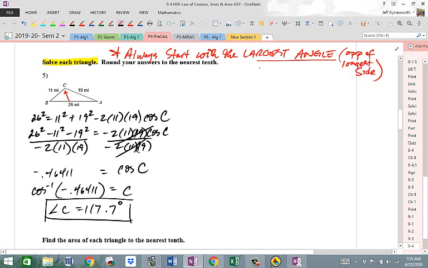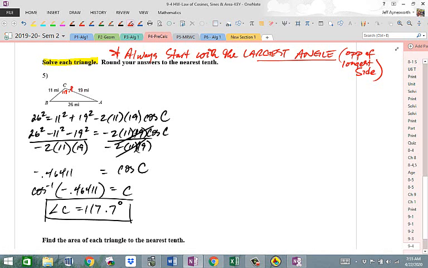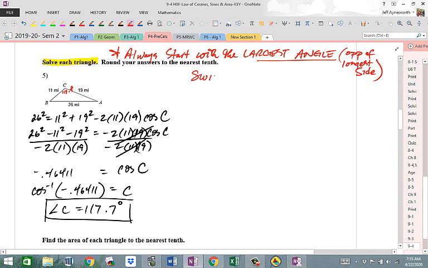And then switch to the law of sines. Once you know your angle, let me put it in here in red so you can see it: this obtuse angle, 117.7 degrees. Now you can switch to the law of sines if you want. You can use the law of cosines again, but the law of sines is easier. So I always say switch to the law of sines. This is step 2, this is step 1.